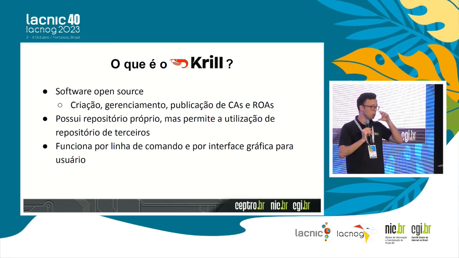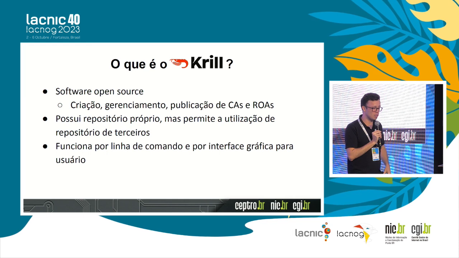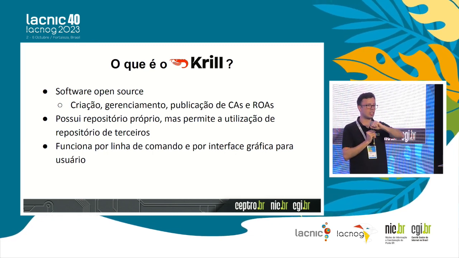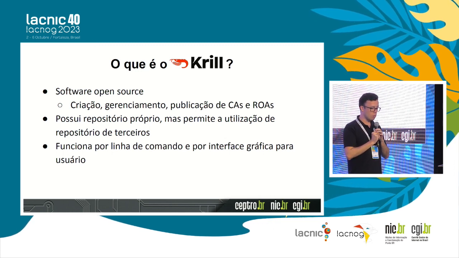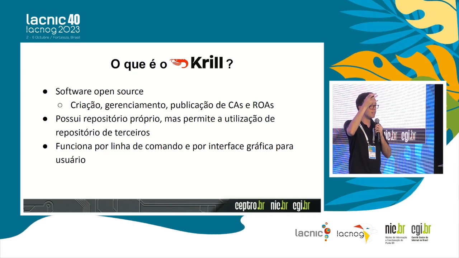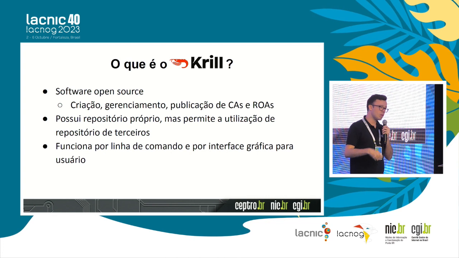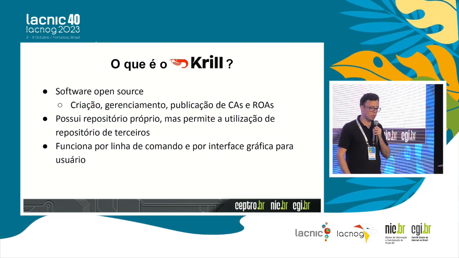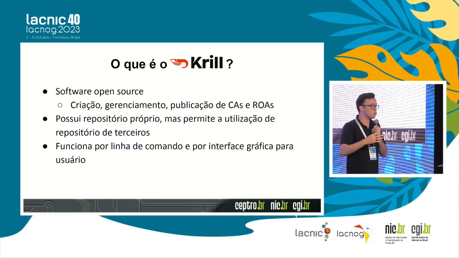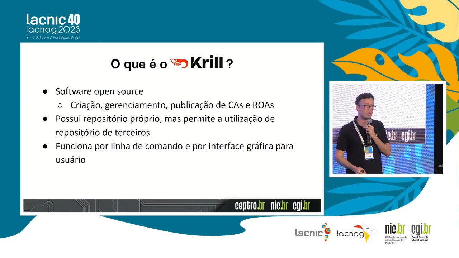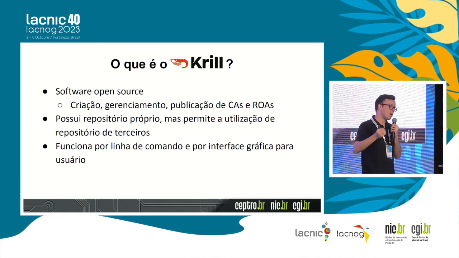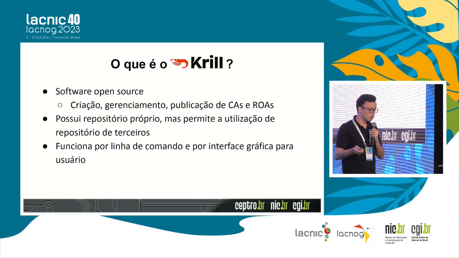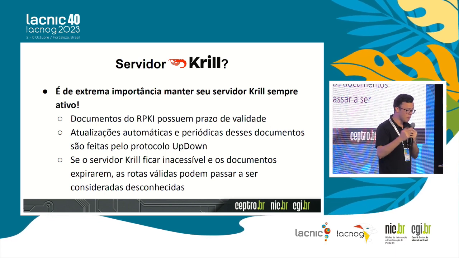Now, what is Krill? Let me tell you in general terms, but I would like Tim to then expand on this. Krill is basically software that we use to create, generate, and publish the CAs and the ROAs. Krill has a graphic interface and a command line. So this makes things easier, because when we look at the graphic interface and see it in operation, you will then be able to work with automations and some more sophisticated functionalities, because it also allows you to use commands. So you don't need to upload a service to a machine or a server that has a graphic interface. You can just use it with command lines.